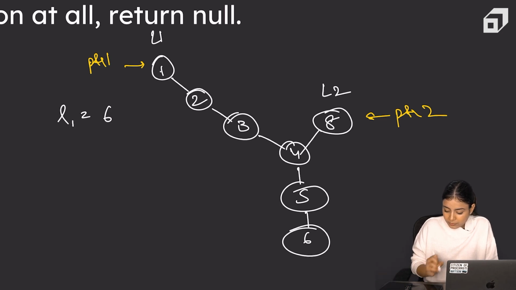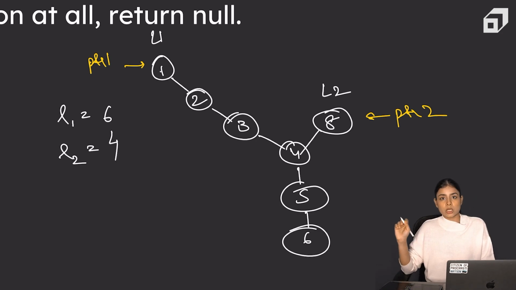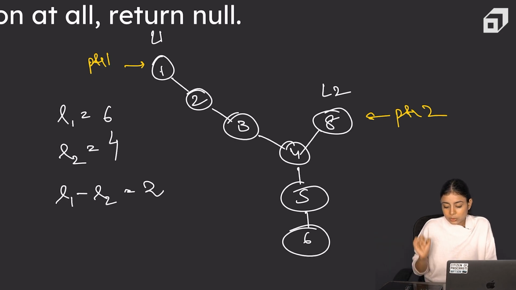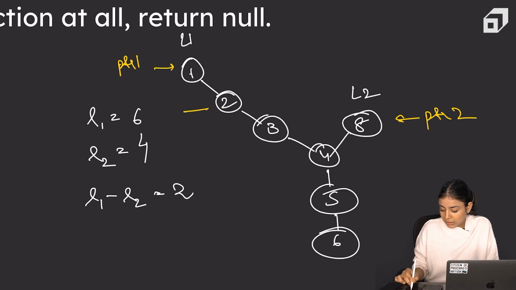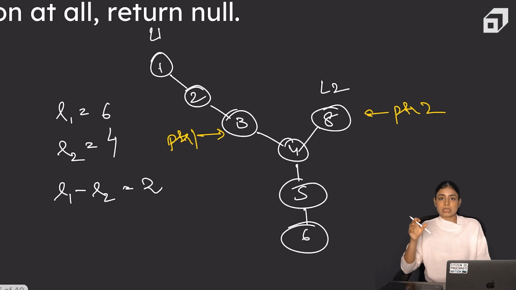This is L1 and L2 is equal to 4. I know now L1 is longer than L2, so I just need to find L1 minus L2, which will be equal to 2. Then that means I need to move my pointer 1 by 2 steps. Okay, so 1 and 2. So my pointer 1 will come here. And now that I have moved my pointer 1 by k steps, where k is equal to the difference in the length of the linked list.